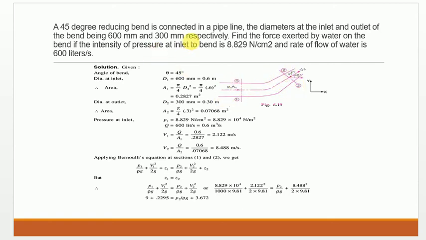The reducer bend is connected in a pipeline. The diameter at inlet and outlet of the bend is 600 mm and 300 mm respectively, so the diameter has been reduced. Find the force exerted by water on the bend if the intensity of pressure at inlet to the bend is 8.829 Newton per centimeter square, and the rate of flow of water is 600 liters per second. So the discharge of fluid is also given.